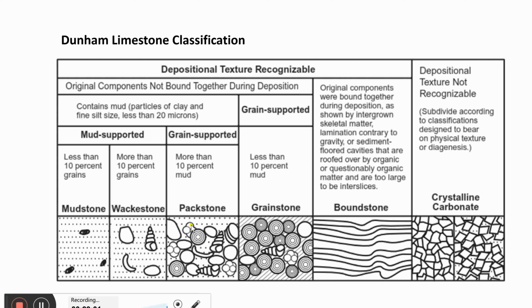Just like if you got some packstone sample, then you can see how much mud is there. It's more than 10%, either it is grain supported or mud supported. So if you focus on a particular type of limestone, then you can go for in-depth knowledge. Otherwise, you have to get a generalized view of these types of limestone.